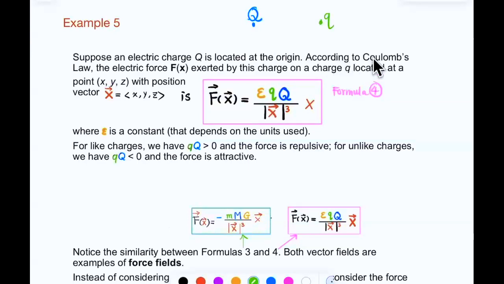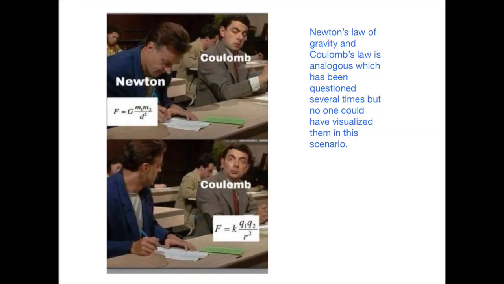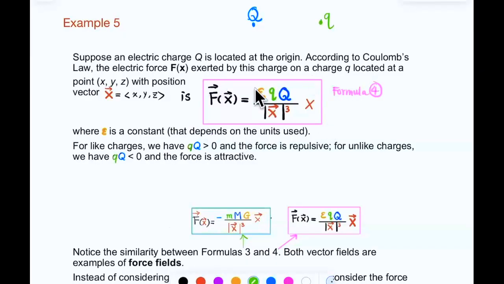According to Coulomb's law. Oh, he's copying Newton. He was looking at Newton's work, and he copied Newton, and they came up with this formula. Actually, this reminds you of the gravitational vector field, right? Except this time, this replaces the big M by big Q, and the small m by small q.